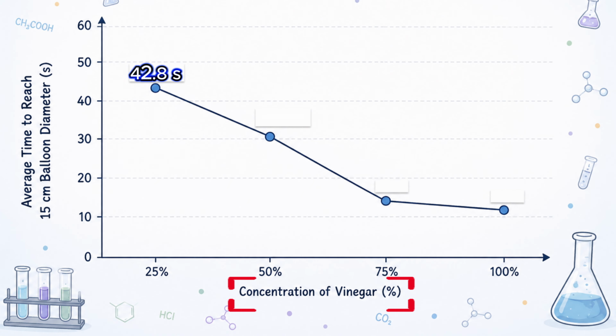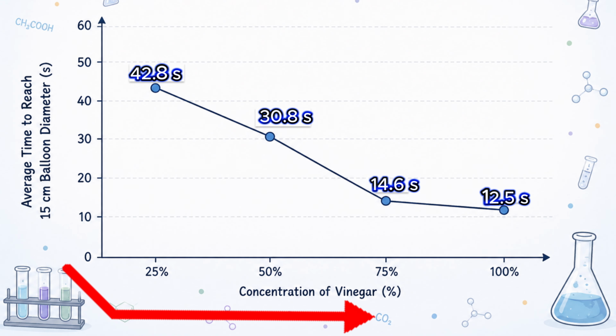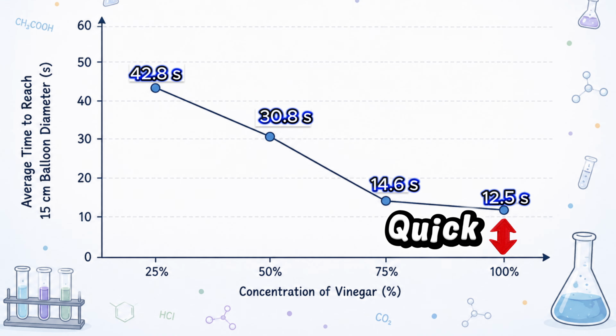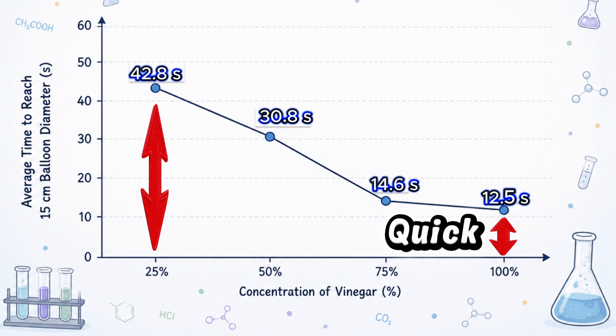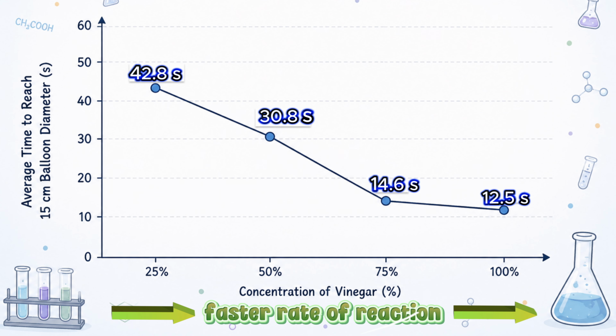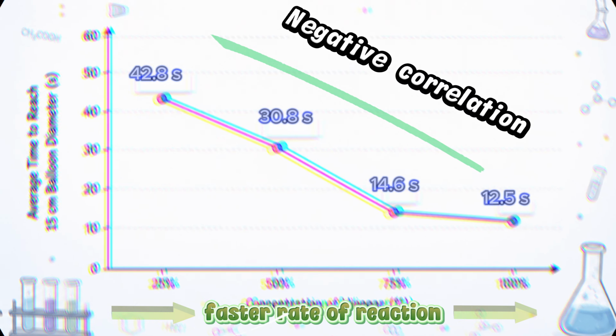This graph clearly shows the relationship between vinegar concentration and the time taken for the balloon to inflate. As the concentration of vinegar increased, the time taken decreased. Since the balloon always inflated to the same size before the timer was stopped, a shorter time means the carbon dioxide was produced more quickly. Therefore, increasing the concentration increased the rate of reaction. This graph shows a clear negative correlation between concentration and reaction time.